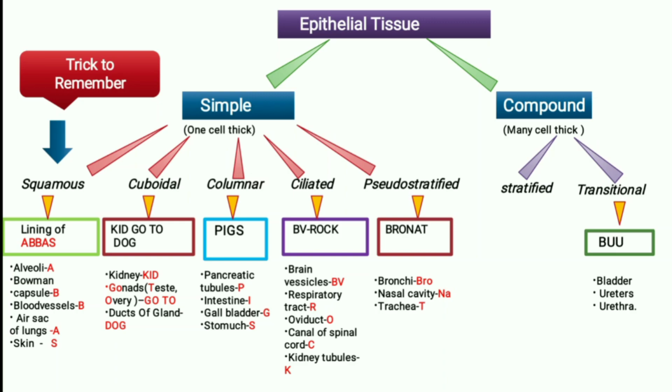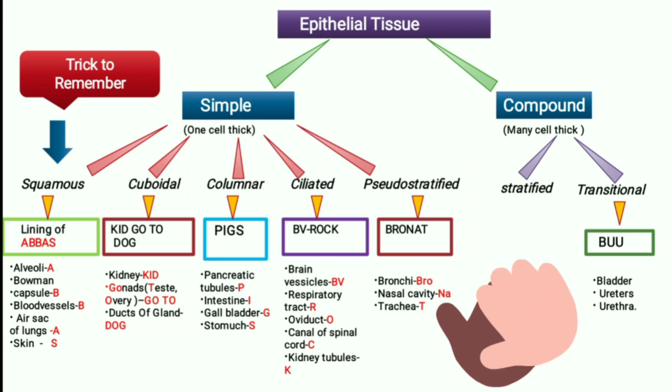Now let's see for columnar. Columnar trick is pigs. Let's see how. So pancreatic tubule stands for P, intestine stands for I, gallbladder stands for G and stomach stands for S. So after combining all these alphabets, it becomes pigs. So P-I-G-S, pigs, it's the trick for columnar.